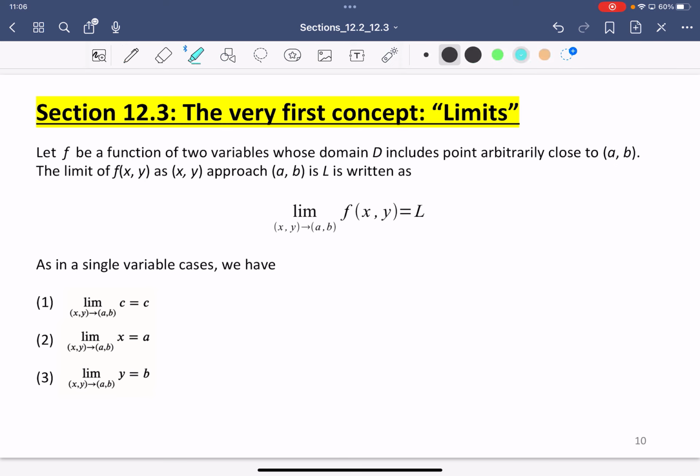This is the notation for limits in 2 dimensions. You have f(x, y) here. You take the limit as (x, y) goes to (a, b), and if it is equal to L, this is the notation, the same thing as in 1 dimension. And the thing you can do for computing limits is that the limit of a constant is still the constant.